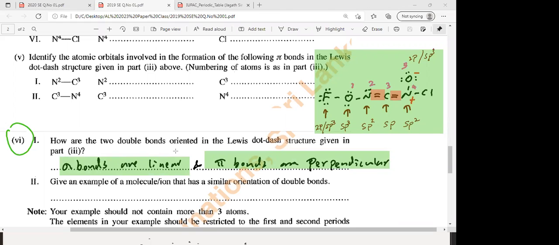Next one. Are they asking to give a similar example? So one of the best examples is carbon dioxide. Carbon dioxide has 2 sigma bonds and 2 pi bonds like this. In the double bond, the sigma bond is linear and the pi bond will be perpendicular to that. Perpendicular to that, 90 degrees angle.